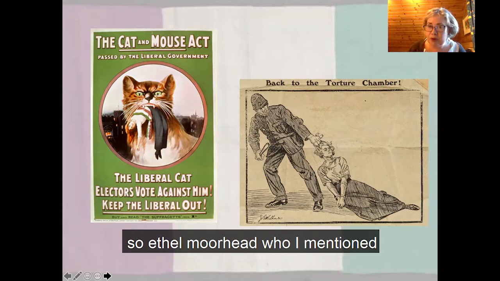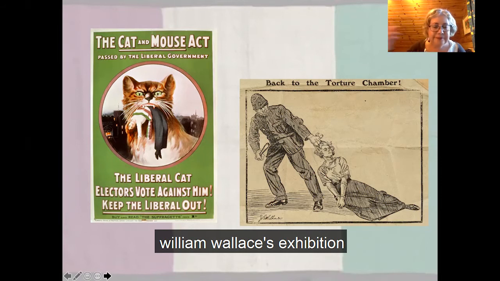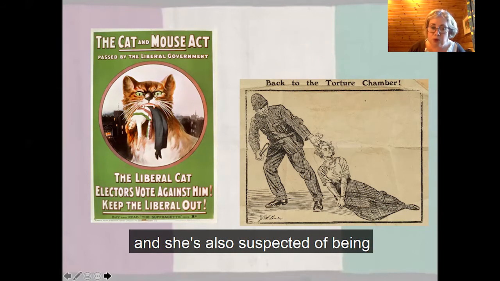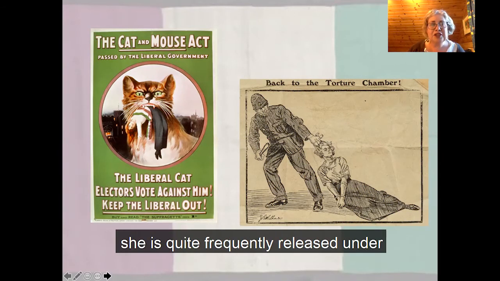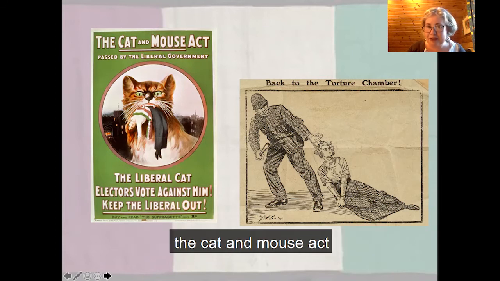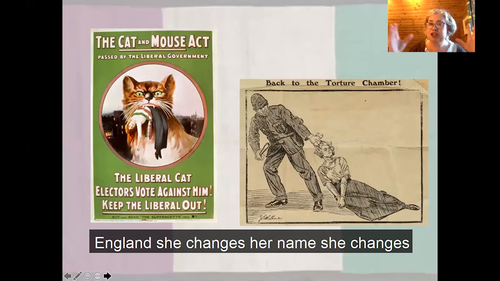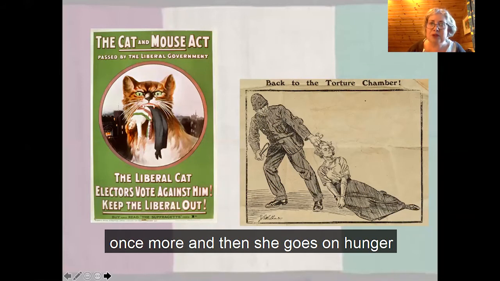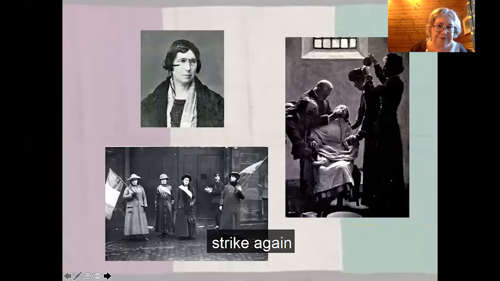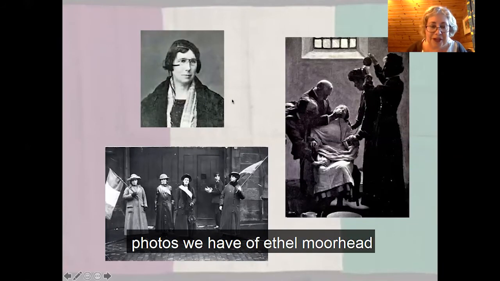So Ethel Moorhead, who I mentioned, was the person who smashed William Wallace's exhibition, and she's also suspected of being behind the attempt to burn down Burns Cottage. She is quite frequently released under the Cat and Mouse Act, and she goes to the other end of the country. Sometimes she goes down into England, she changes her name, she changes the way she looks, and she continues to do militant action until she's arrested once more, and then she goes on hunger strike again. This is, by the way, one of the only photos we have of Ethel Moorhead.